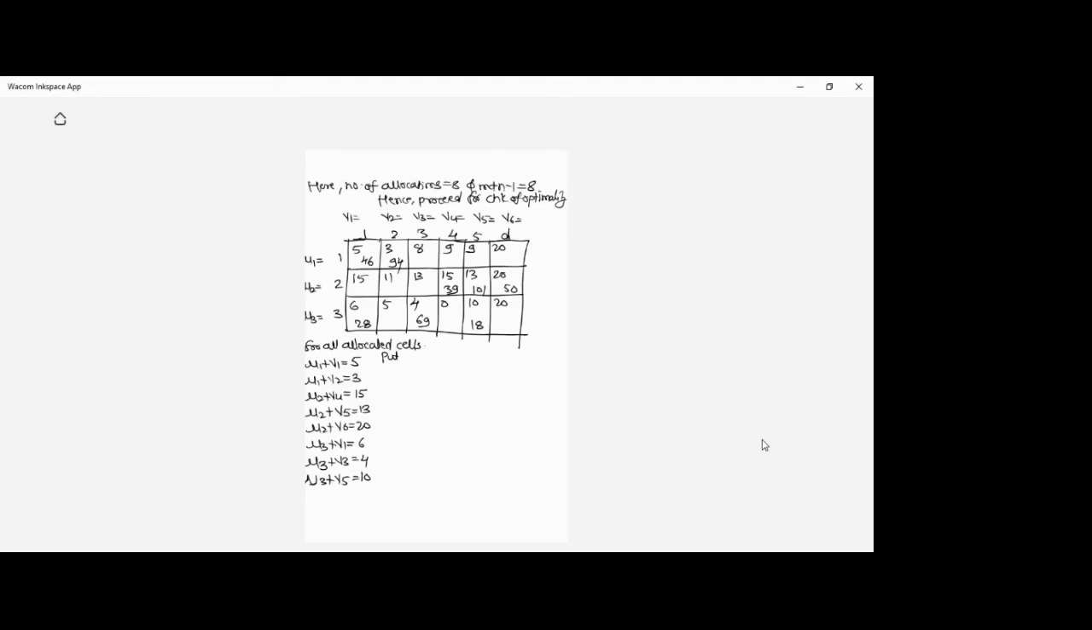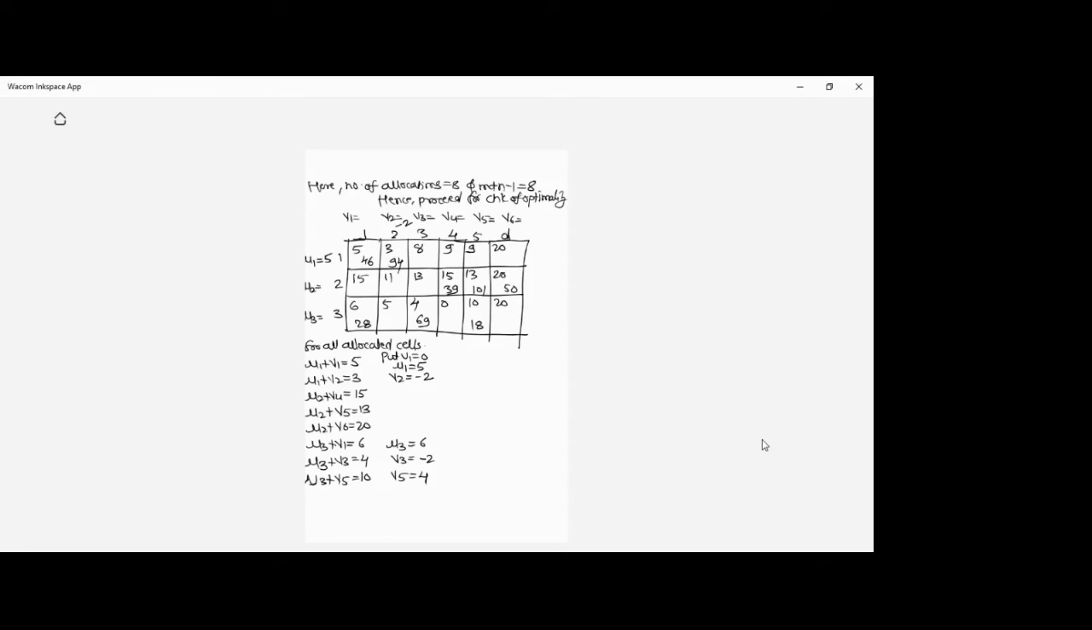So what we are going to do is put v1 is equal to 0. So if you put v1 is equal to 0, you will be getting u1 as 5, right? u1 is 5, therefore v2 will be equal to minus 2. Nextly, u2 plus v4 is equal to 15. We can't put anything here. u3 is equal to 6 because v1 is equal to 0. So 6 plus v3, you'll be getting as 4 minus 6, that is minus 2, and v5 you'll be getting as 10 minus 6, that is equal to 4.